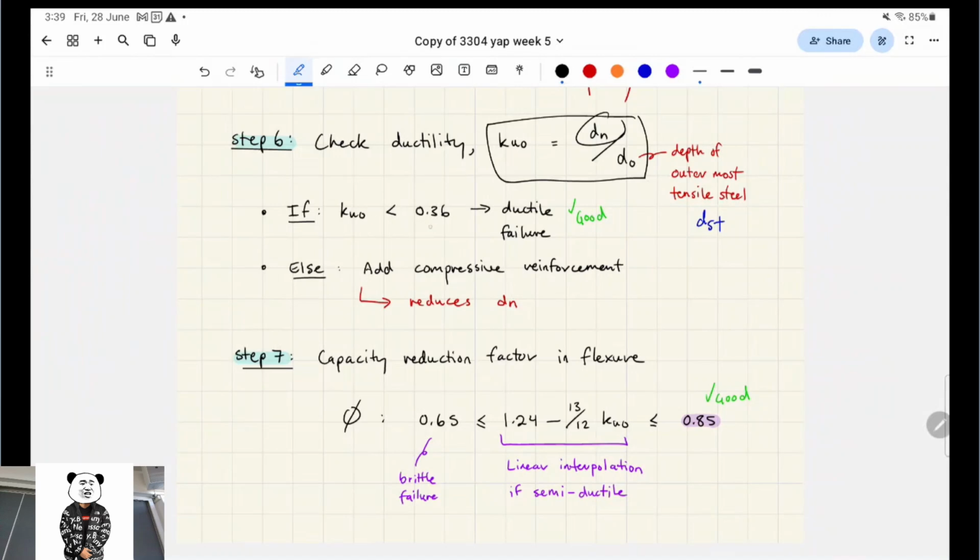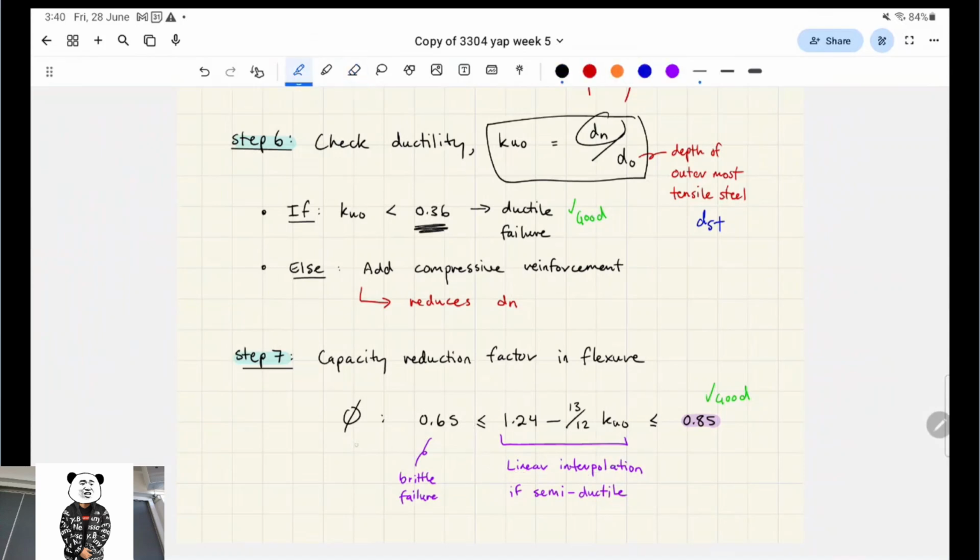Yeah, so you just check this ratio is less than 0.36, in which case ductile failure happens, which is good because we want the beam to have a little bit of warning before the whole building collapses. If you have brittle failure, it might just collapse without any warning, any deflections, stuff like that, and it's no good.